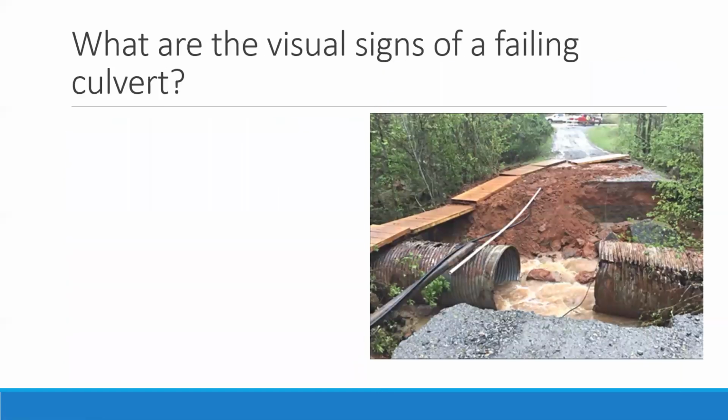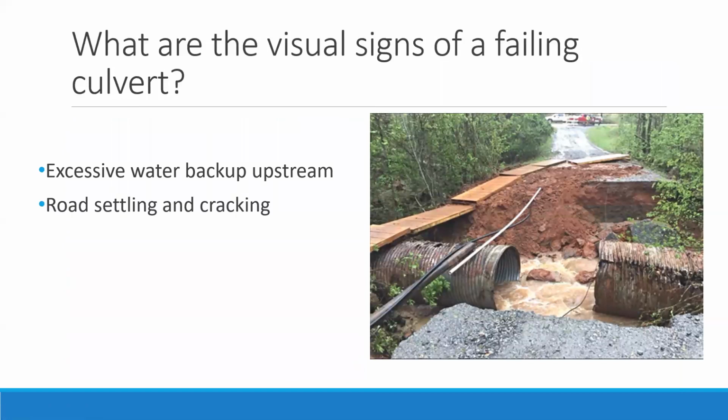So what are the visual signs of a failing culvert? Well, from what we just saw, first you might see excessive water backup at the upstream end. In this instance, the ability of the pipe to carry the water is diminished, so the barrel of the structure could be beginning to cave in or close up. Second, we may see roads settling and cracking, in addition to sinking guardrails, where the roadway surface is beginning to settle over the path of the culvert.